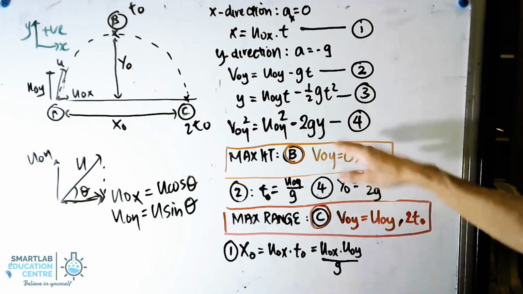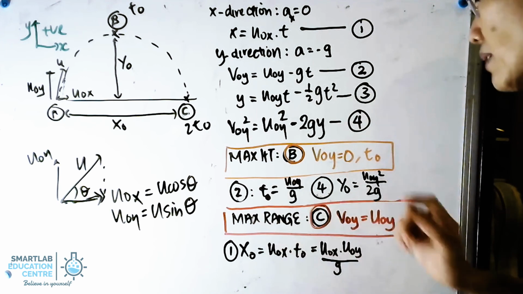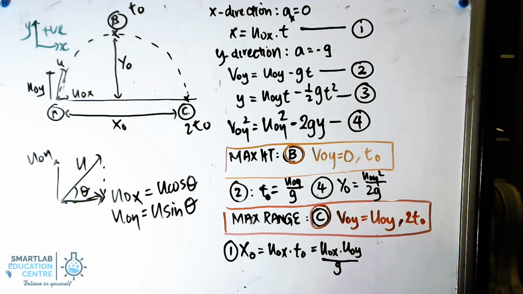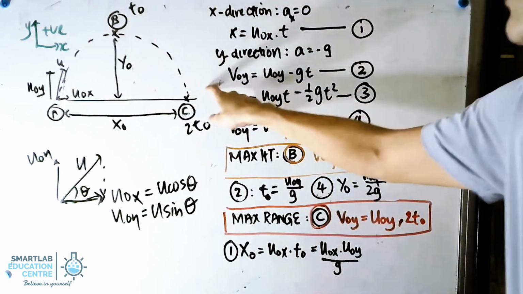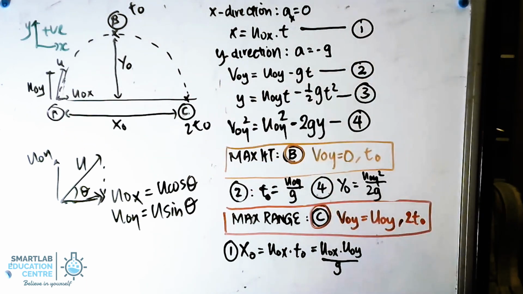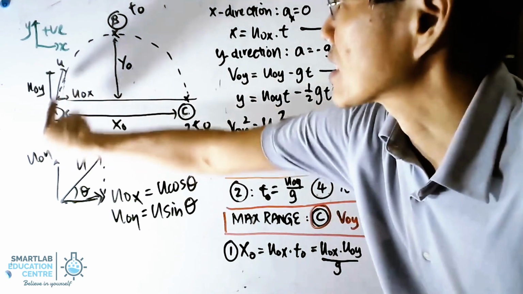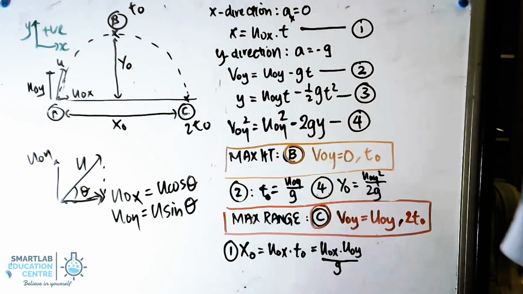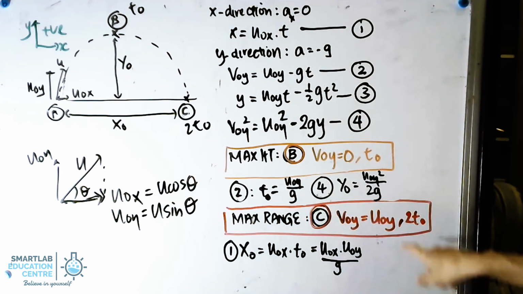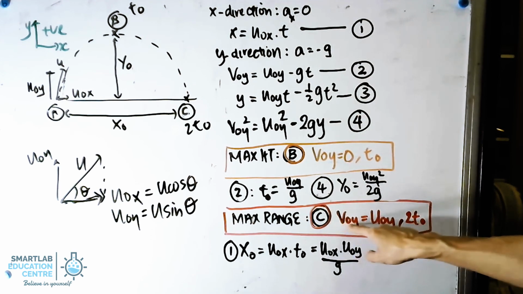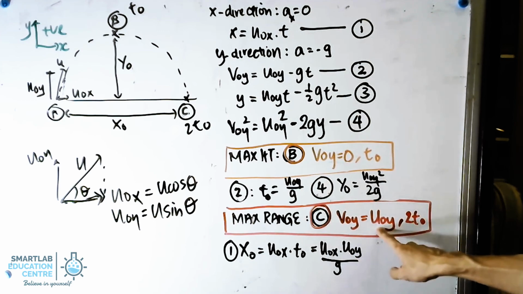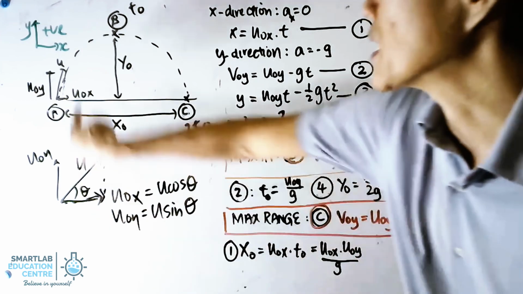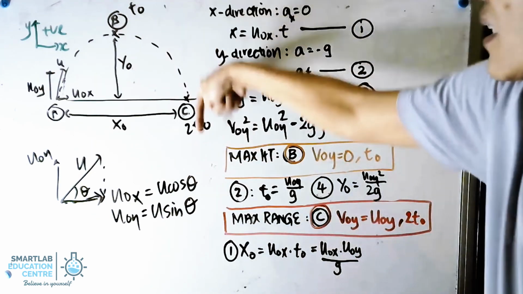All right, that's for the maximum height. The next part, now we come to the maximum range. Maximum range means how far this ball could travel in the x direction. In this case, we need to note that if I start out with the speed u, we know that when it returns back, it is still also u. So therefore, your v0y is actually equal to your u0y. So the speed in the y direction when it comes back is actually the same as well.